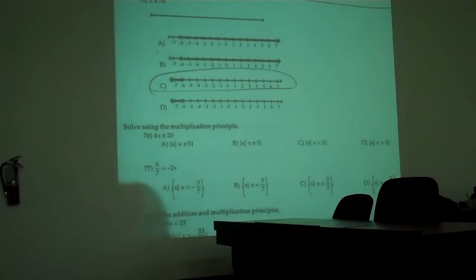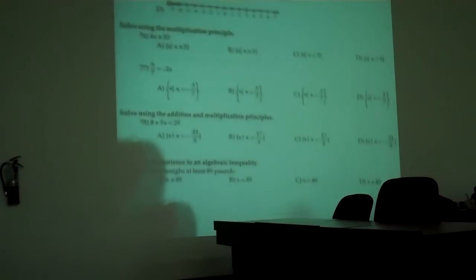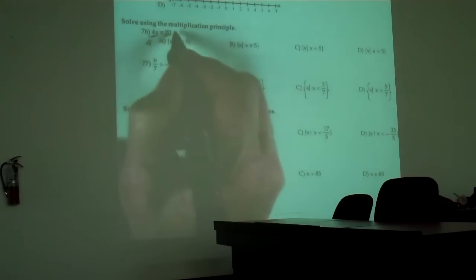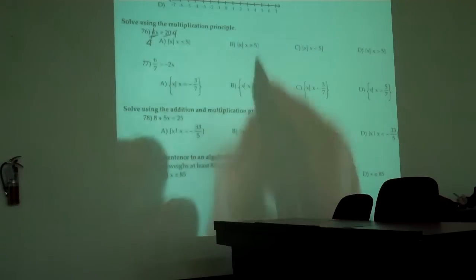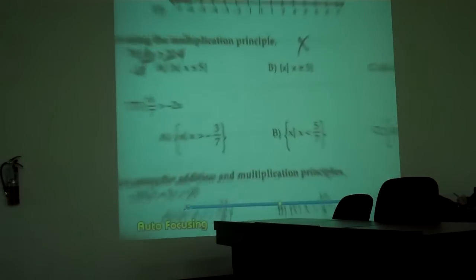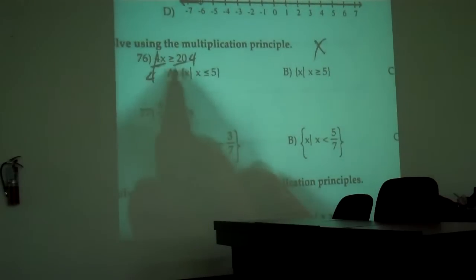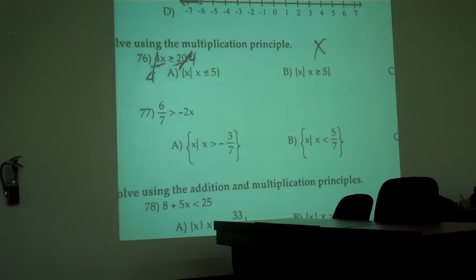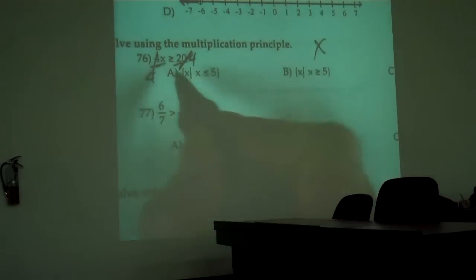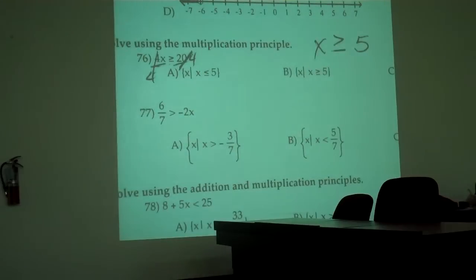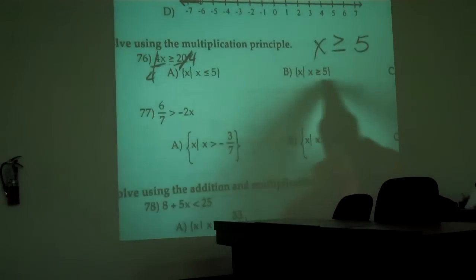Okay? And then we have solve using multiplication, so you need to divide by 4. So x, let me make it a little bigger here. It was 4x is greater than or equal to 20. So we're going to divide it by 4, it's 5. This stays the same direction. So it's greater than or equal to 5.